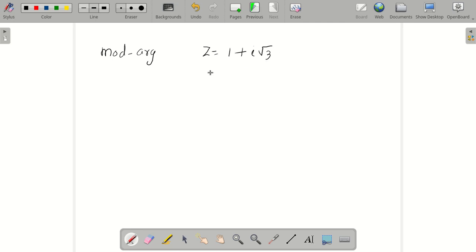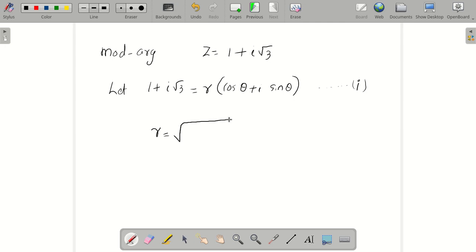So friends, remember, the modulus argument form is nothing but r into cos theta plus i sin theta. So we start like this. Let 1 plus i root 3 be equal to r into cos theta plus i sin theta, and you can call it equation number 1. Remember, our aim is to find r and theta. r is very easy. You take the positive value of the square root of 1 square plus root 3 the whole square.